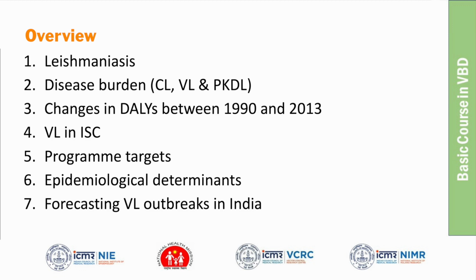This is the content of my presentation. First, I will give an introduction to leishmaniasis, then the disease burden for CL, VL, that is cutaneous leishmaniasis, visceral leishmaniasis, and PKDL. Third, changes in disease burden between 1990 and 2013. Fourth is visceral leishmaniasis in the Indian subcontinent. Then fifth, program targets; sixth, epidemiological determinants. And finally, a model-based analysis of data from India, which will be used for forecasting VL outbreaks in India.